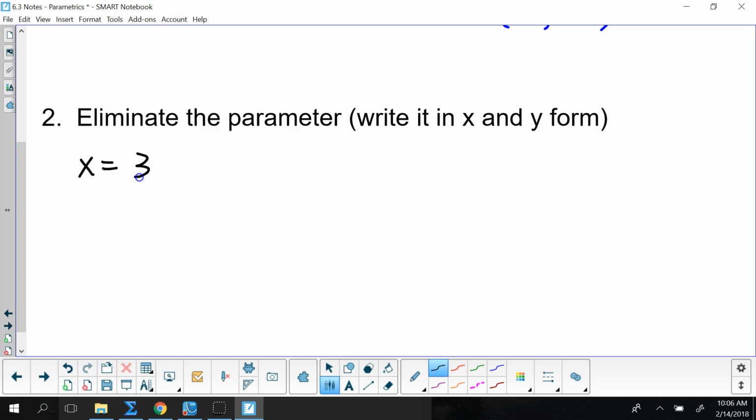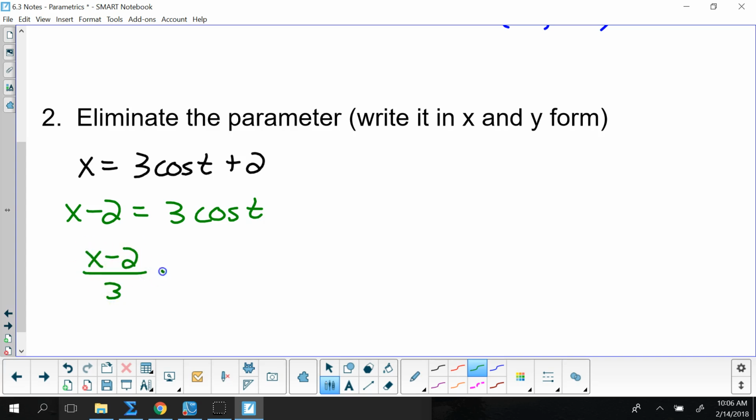x equaling 3 cosine of t plus 2. And I have to solve that for cosine. So first I'm going to subtract 2. Then I'm going to divide by 3. So I get x minus 2 over 3 equals cosine t. Okay? With me on that? Then I go to y.